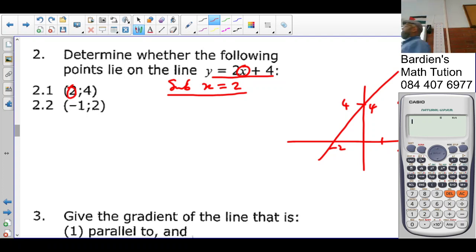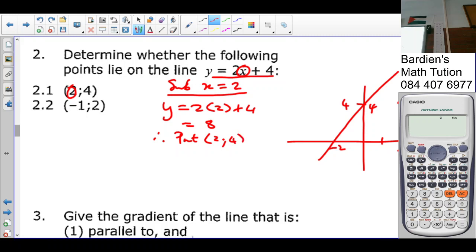Does it make sense? So what do we have? Y is equal to 2 times 2 plus 4, which is 8. So does it lie on the graph? Therefore, the point 2 and 4 does not lie on the graph. Okay. Let's check -1 and 2. X is -1 here. Y is 2. Yes, that looks like it's lying on the graph.